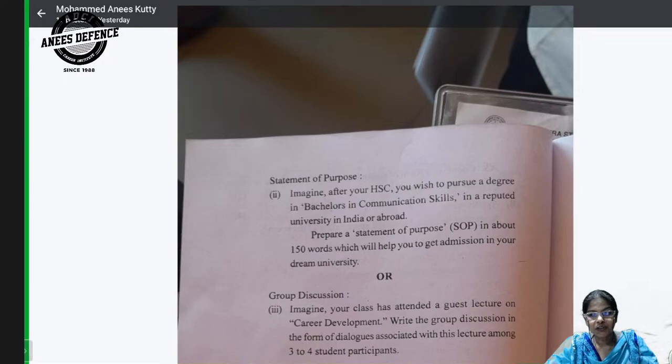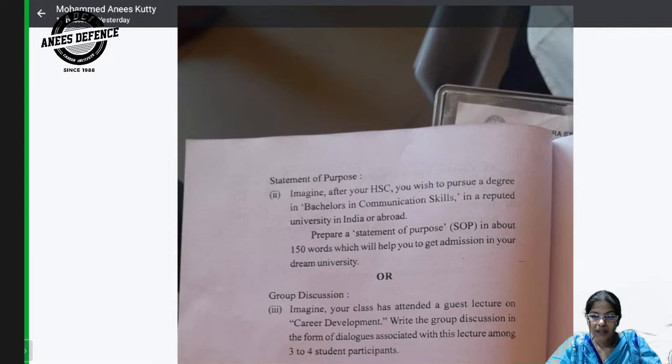And then you'll have student 1, student 2, student 3, student 4, each of whom will share his or her points based on the guest lecture that they have attended. Okay. So the first student can say, hi, I'm Priya. And one of the major takeaways for me from this skill development lecture was that the speaker, Mr. So-and-so, highlighted the aspect of both hard and soft skills to stay competitive in the job market. So that is her takeaway.